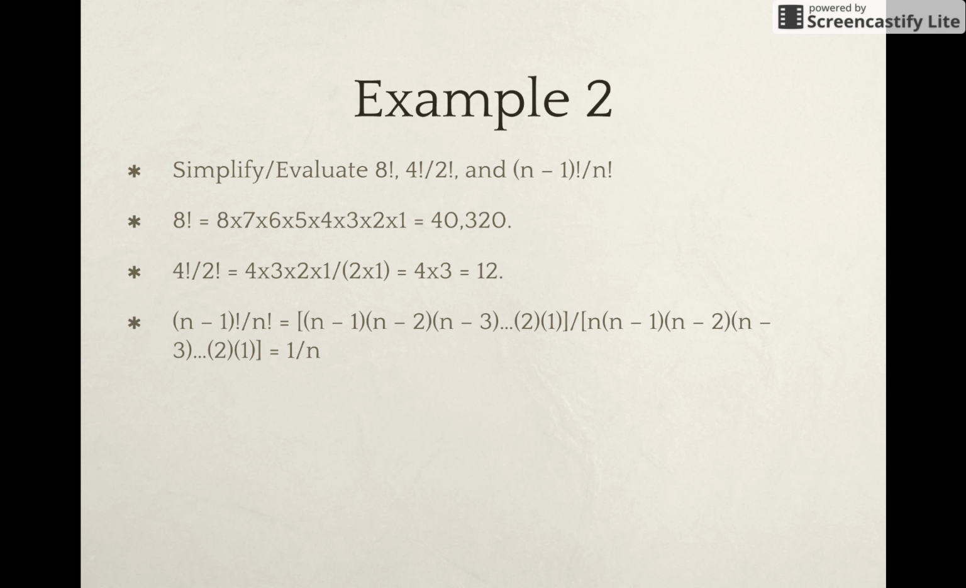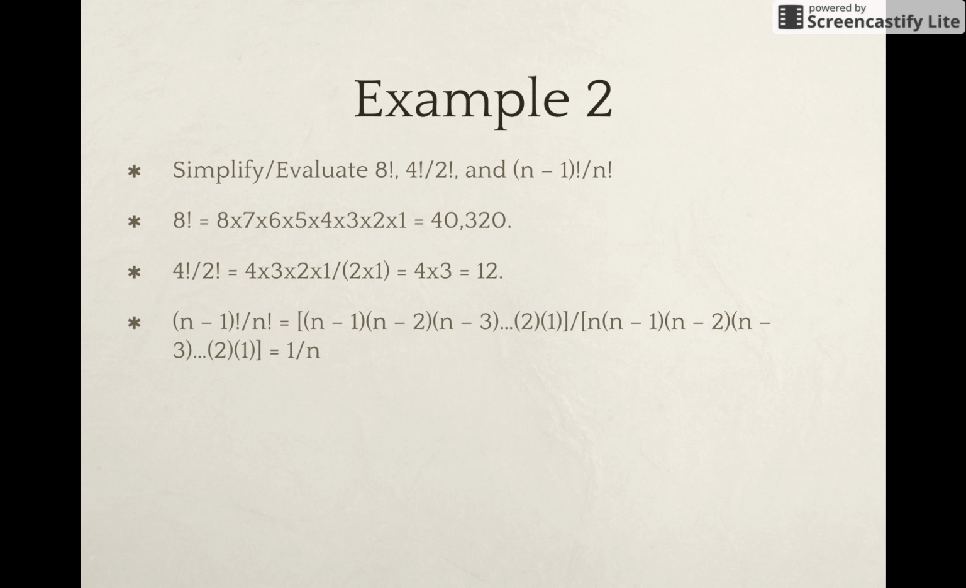That results in 40,320. For 4 factorial divided by 2 factorial, we'll first execute the definition of factorial. So 4 times 3 times 2 times 1 is 4 factorial. And instead of writing 2 factorial, I'm going to write the definition here, 2 times 1. From there, we can divide common factors that divide to equal 1. That results in just 4 times 3. And that finally gives us 12.